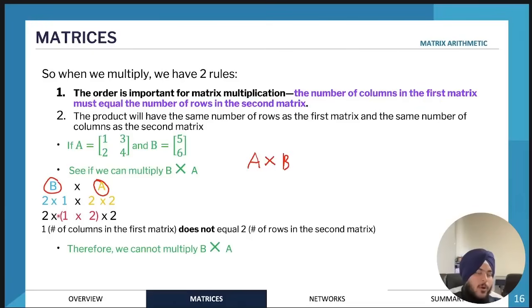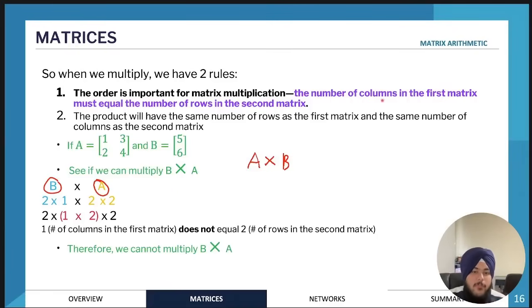Then we put brackets around the inside numbers, around this number and around this number. Now what you need to check is if these two numbers are the same. In this case, these two numbers are not the same. We have a 1 and we have a 2, so that's not the same. That tells you that the matrix multiplication cannot be performed. So the answer is going to be undefined, you just can't do the matrix multiplication.